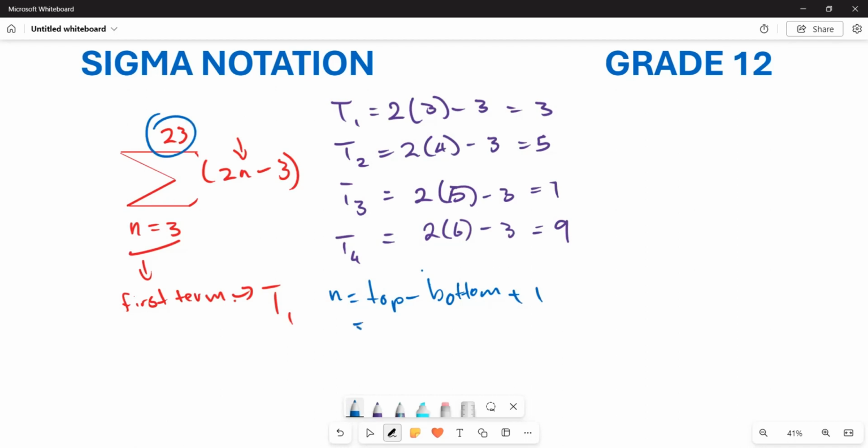So to find out the number of terms that are in this particular sigma notation, this is going to be same as 23 subtract what is the bottom? It is going to be your 3. And then this is going to be plus 1, right? And therefore, the answer that you are going to find in here is going to be same as your 21. This is going to be the value of your n.